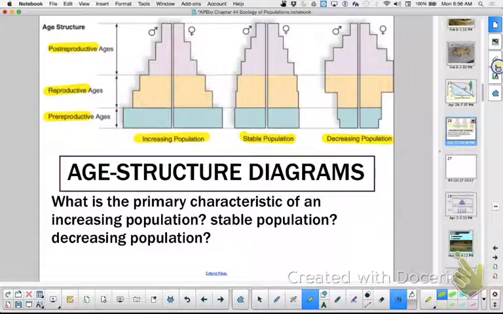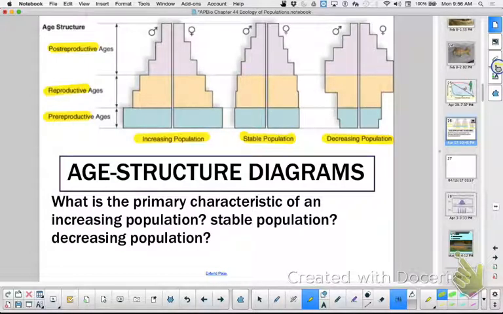Okay, now, I'm not sure where you are in your brain. I know you're still getting used to coming back to school after 10 days of no school. But pre-reproductive, where are you going to go next? If you're pre-reproductive, what's the next thing you're going to move into? Reproductive. So if you look at this one with increasing population, the pre-reproductive age is what? They have a lot of them. So all of those are going to move into the reproductive.